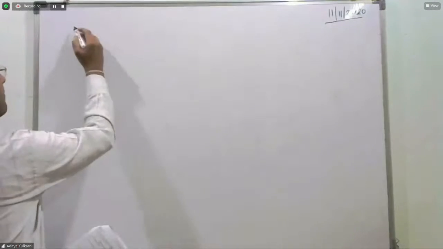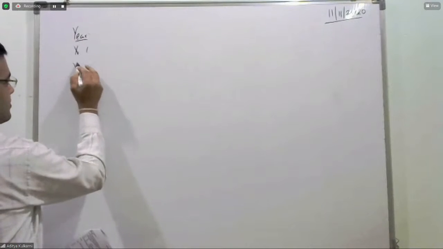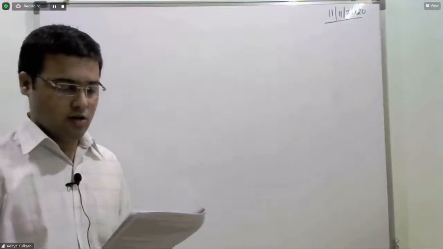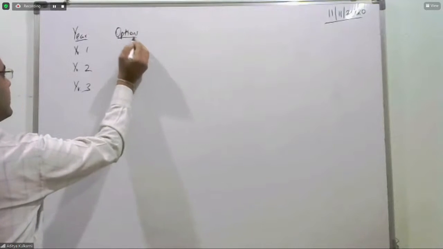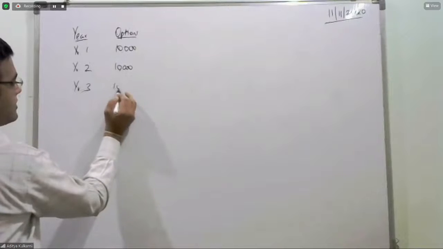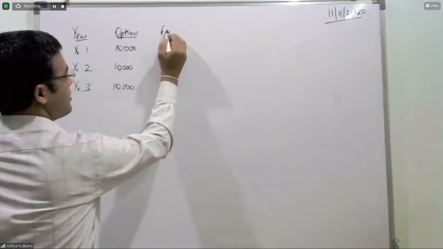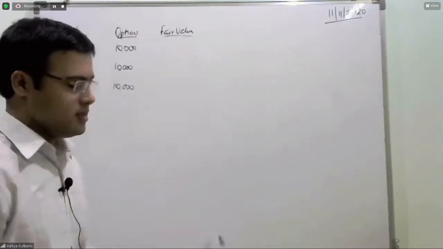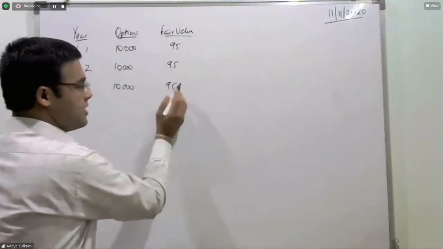All right. So I am having 3 years. Year 1, year 2, year 3. 3 years in all. Number of options is how much? Only one employee is there. He is getting 10,000 options. The fair value of the option is 95.